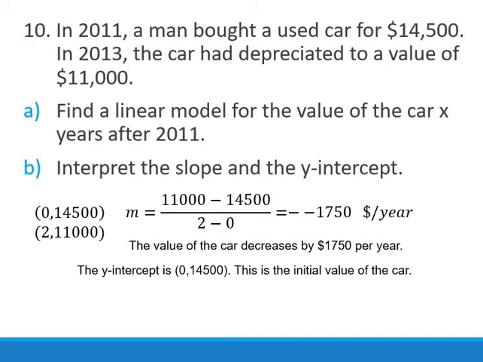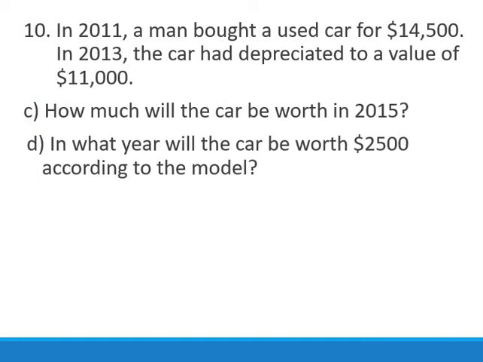The y-intercept is always your value at 0, and we're letting 0 be 2011, so in this case it's the initial value of the car, how much the man paid for the car. Those are the 2 numbers I need for my formula. Y equals mx plus b will give me y equals negative 1,750x plus the initial value, $14,500.